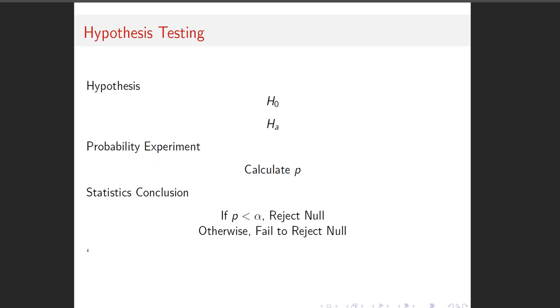So let me give you the outline for every hypothesis test. We start with our null hypothesis. Our null hypothesis is an H with a subscript 0. And we also have the alternative hypothesis: what's true if the null is not?